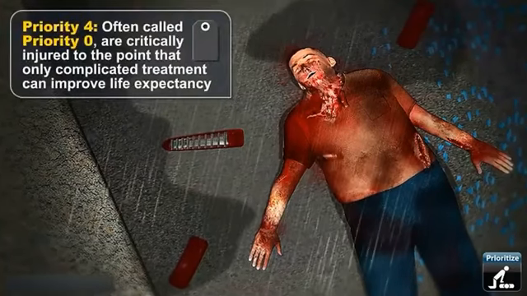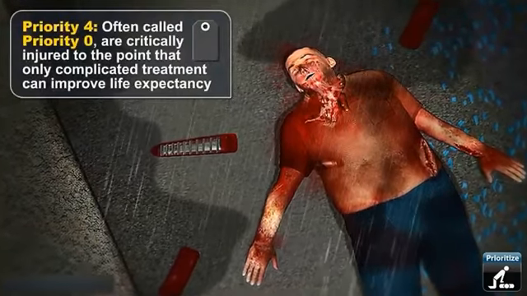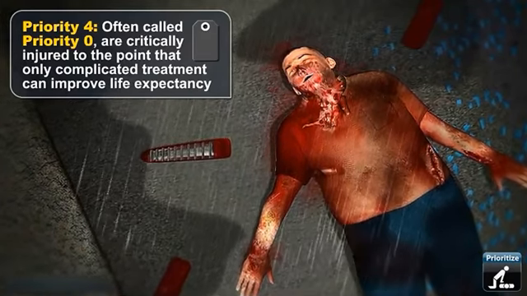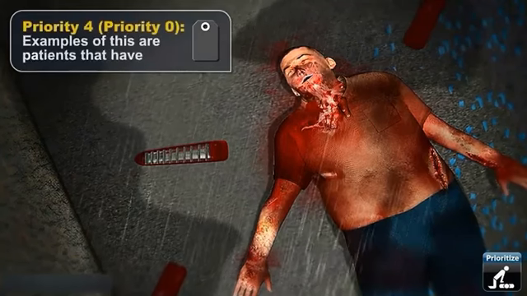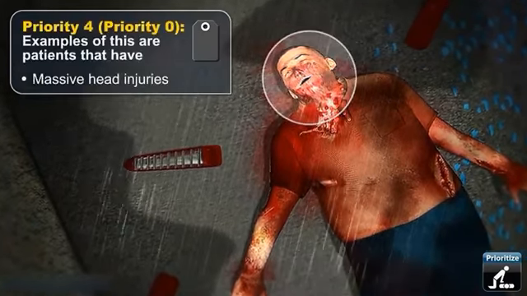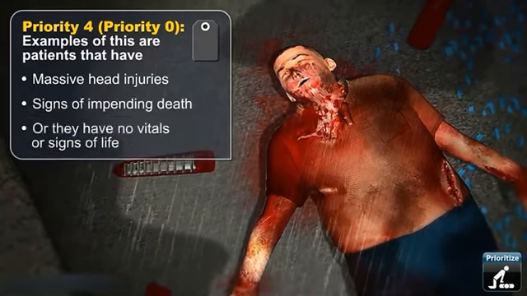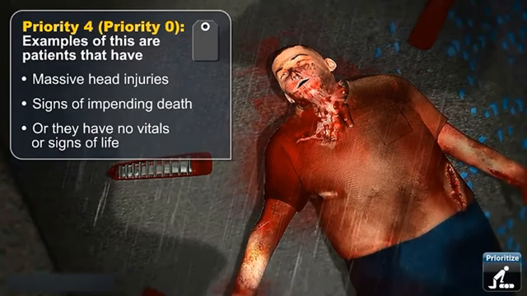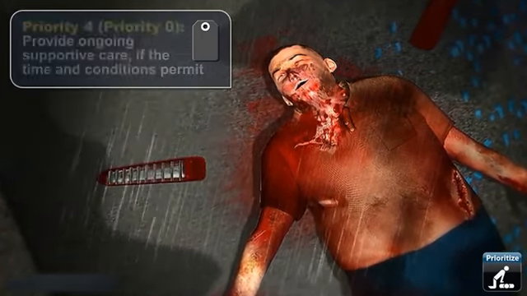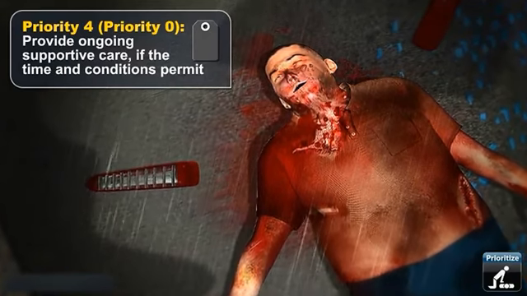Priority 4, often called Priority 0, are critically injured to the point that only complicated treatment can improve life expectancy. Examples of this are patients that have massive head injuries, signs of impending death, or they have no vital signs or signs of life. Provide ongoing supportive care if the time and conditions permit.